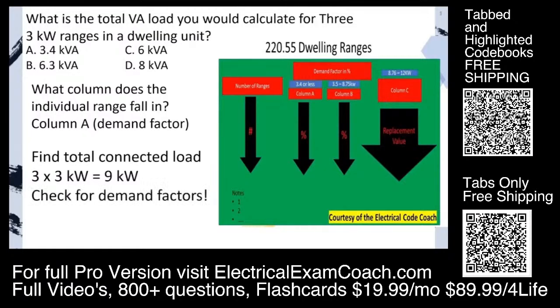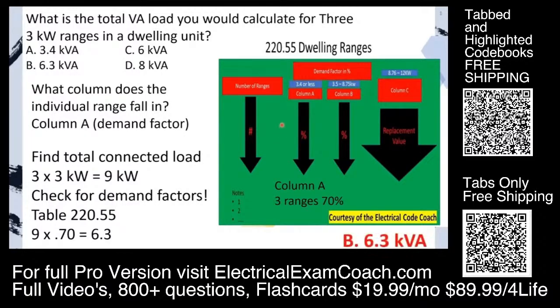Now we check for demand factors. We're going to start on our left-hand side of the table. We're going to find our number of ranges. Then we're going to come over and we're going to find our demand factor. And we find that the demand factor for 3 ranges in column A is 70%. Now all we have to do is multiply. We take our 9 kW multiplied by our demand factor. That gives us our new reduced load, and we're going to select B.